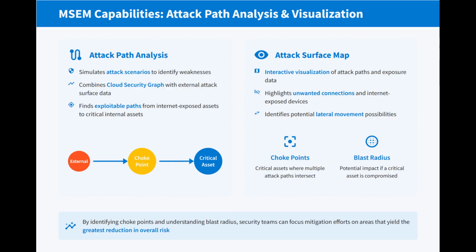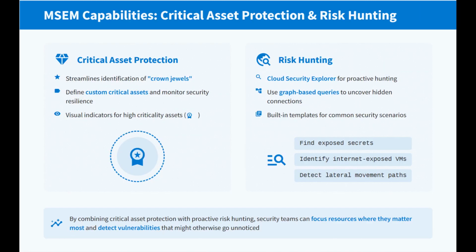This allows security exposure management to perform sophisticated analysis, potentially finding exploitable paths that might start from an internet-exposed resource discovered by Defender External Attack Surface Management and lead directly to critical internal assets identified by Defender for Cloud. This helps you visualize how an externally facing misconfiguration or vulnerability could be exploited to compromise your valuable assets.